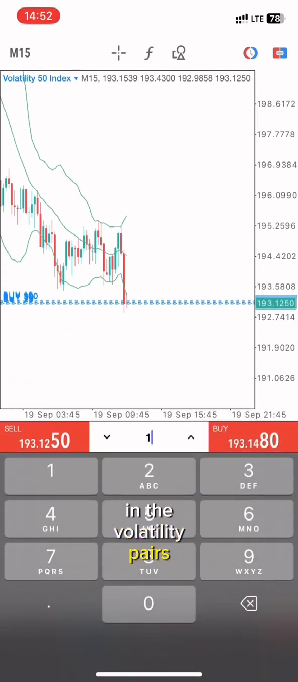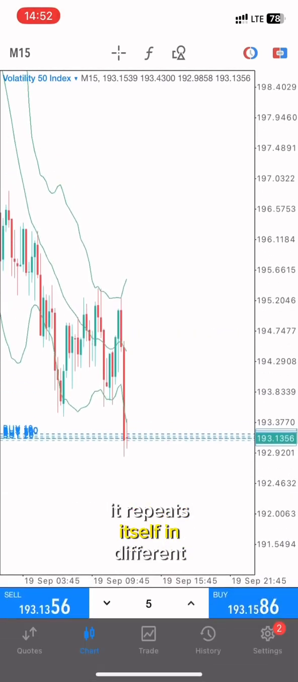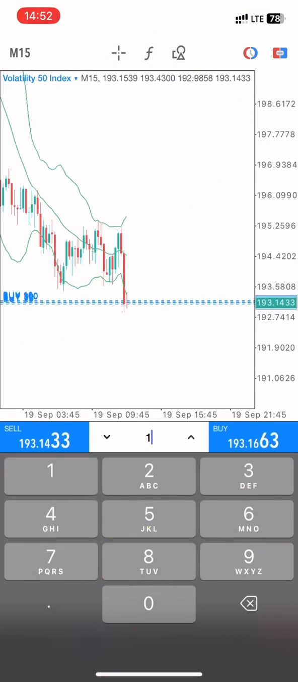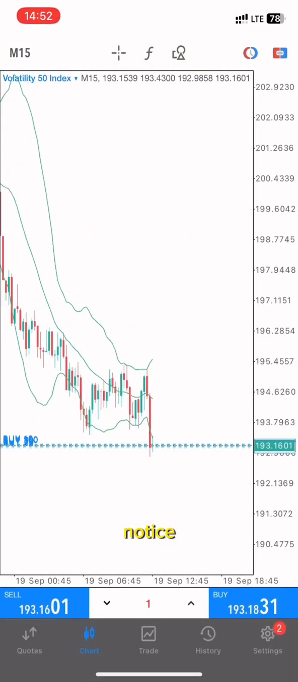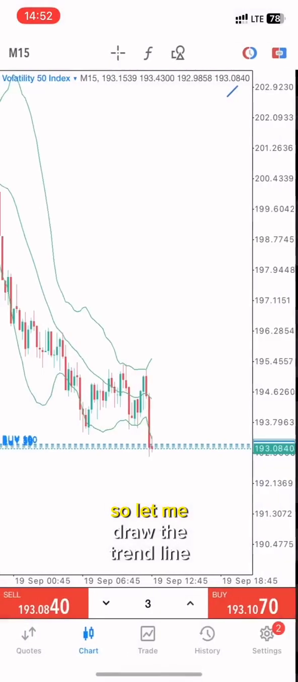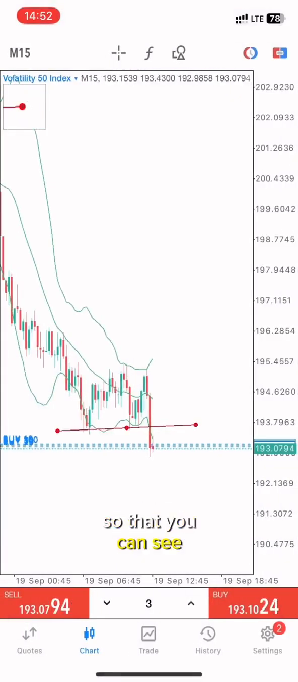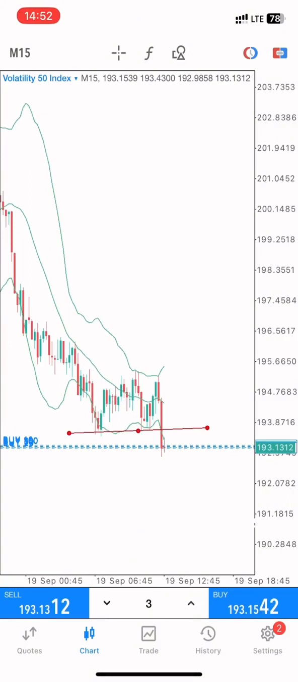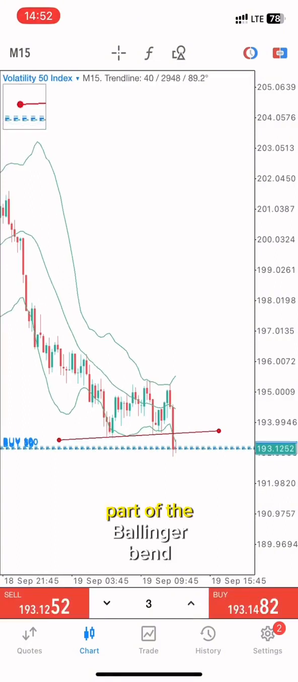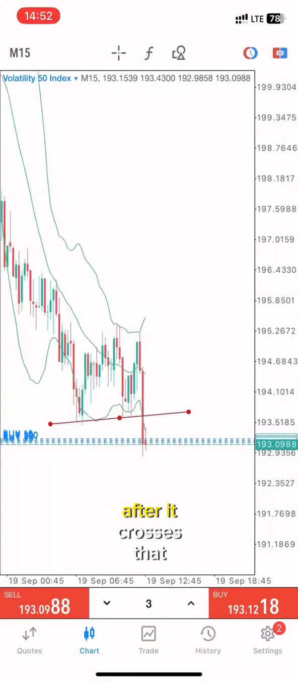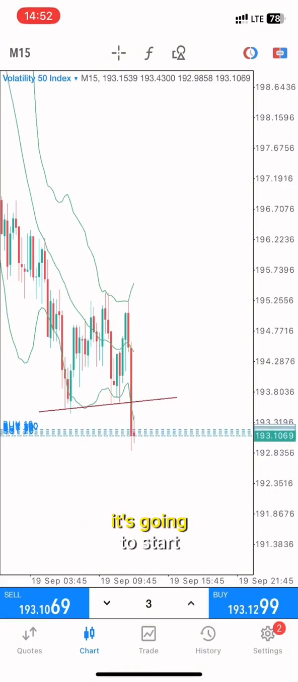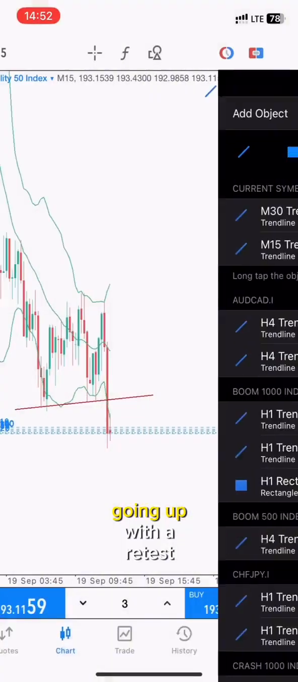Here in the volatility pairs, it repeats itself in different volatilities. All you have to do is notice the difference and what is causing it. So let me draw the trend line so that you can see, and you can see that this is the bottom part of the Bollinger Band, which means after it crosses that Bollinger Band, it's going to start going up with a retest.